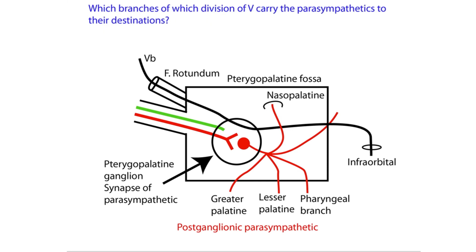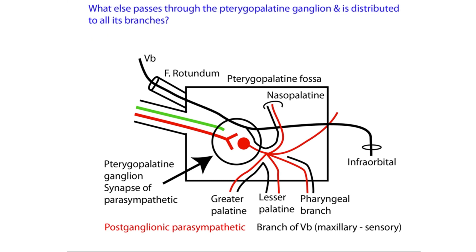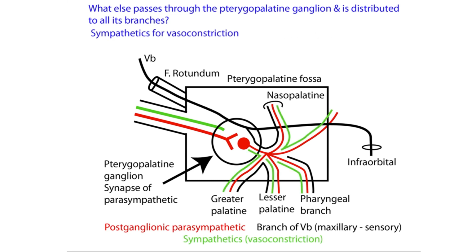So here we can confirm what are the actual branches of 5 that carry the parasympathetics to their destinations. And in each case, it is one of the branches of the maxillary division. They accompany each of these parasympathetic fibres to their end organs. So then we must ask, what else passes through the pterygopalatine ganglion and is distributed to all its branches? And once again, it is sympathetics for vasoconstriction.